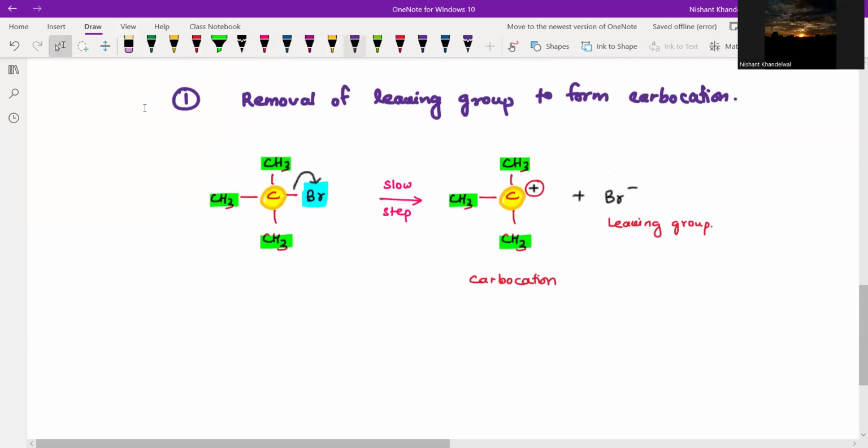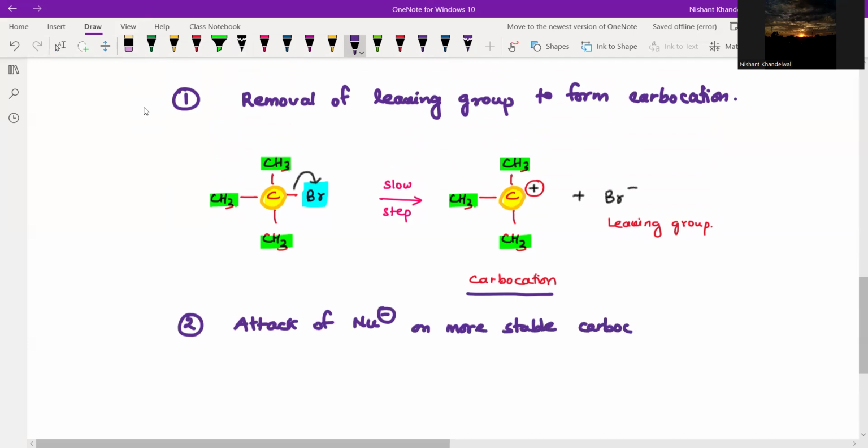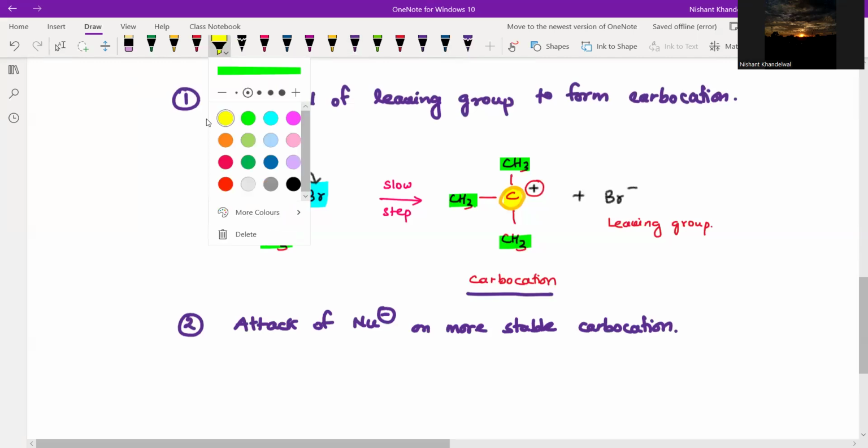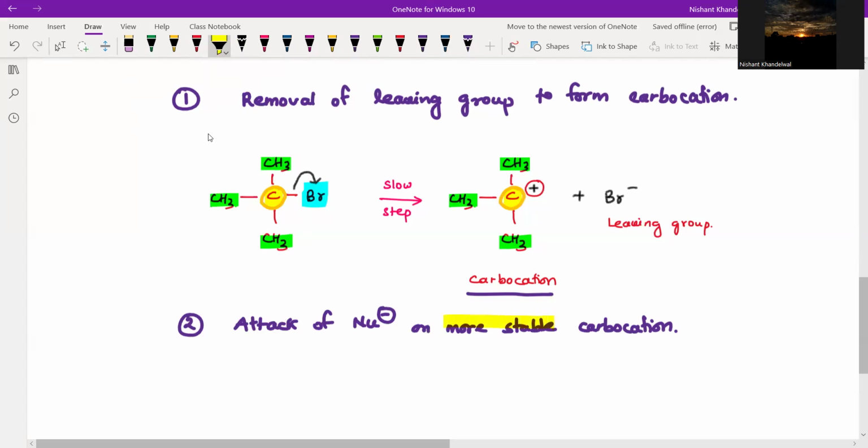Now the first step is complete. We have a carbocation and a leaving group. Now the second step is attack of nucleophile on more stable carbocation. Now this line is very, very important: on more stable carbocation.